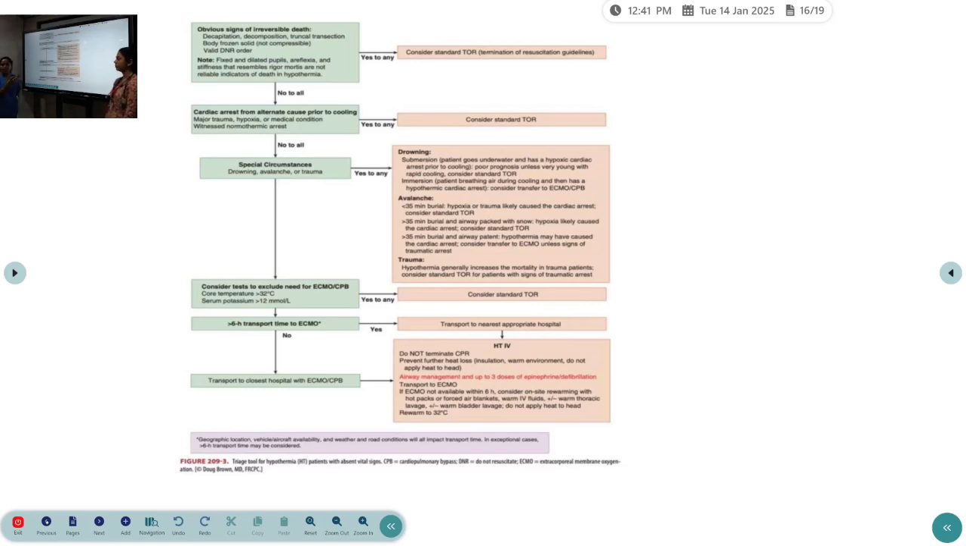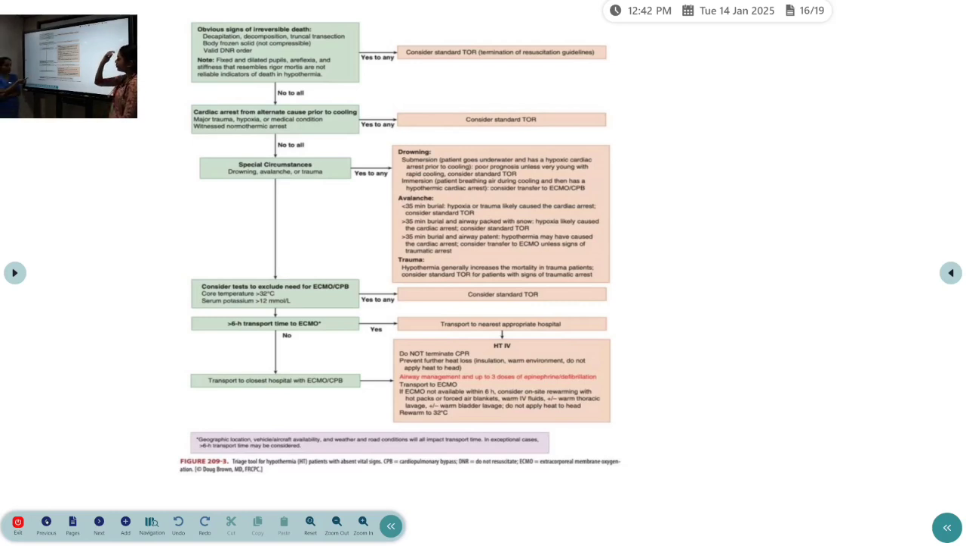Then some special circumstances are there, that is, in cases of drowning, avalanche and trauma. In cases of drowning, as we know, the main cause of cardiac arrest will be hypoxia. So in those cases also, if the time duration is longer and prolonged, then we can consider termination of resuscitation. In cases of avalanche, if the time duration is less than 35 minutes, the cause of cardiac arrest will be hypoxia or trauma. If it is less than 35 minutes, we have to continue. But if it is more than 35 minutes, you can consider the termination.